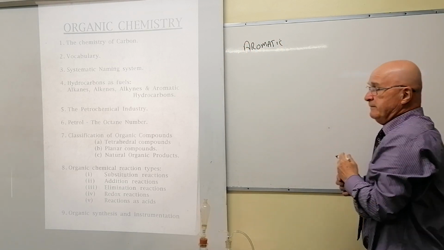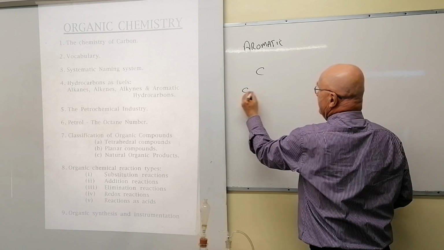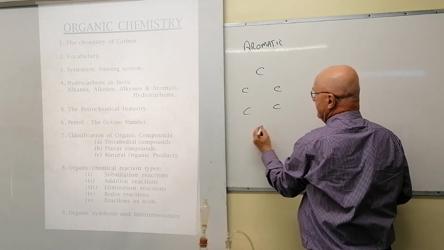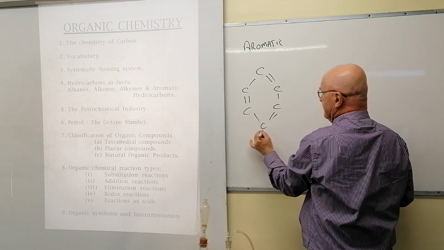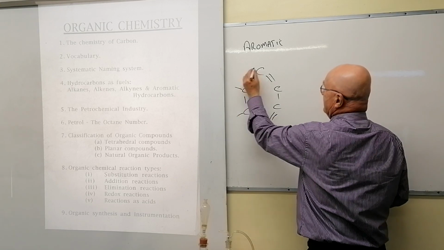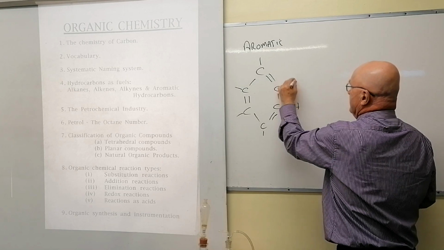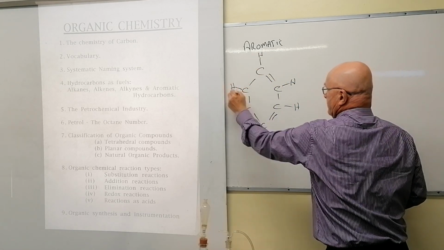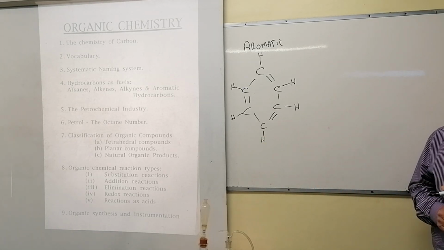In organic chemistry, aromatic means it contains the benzene ring. This is the benzene ring: 6 carbons in a ring, like that. Double, single, double, single, double, single. And of course, they must all have 4 bonds, so just one hydrogen there like that. Now, H, H, right throughout that. They are the compounds you're talking about. That is the benzene ring.